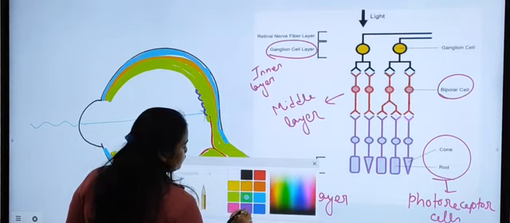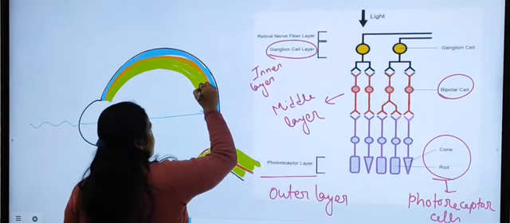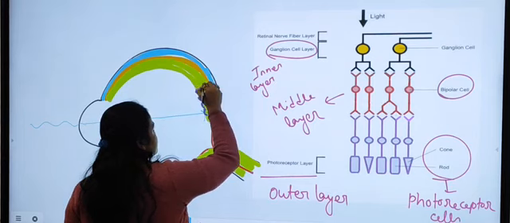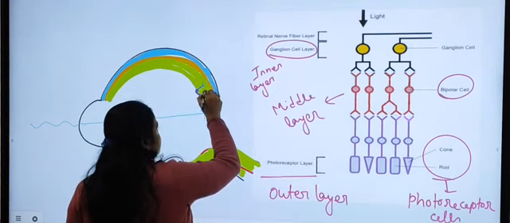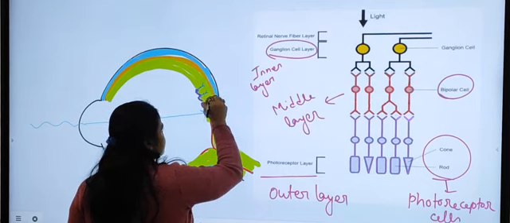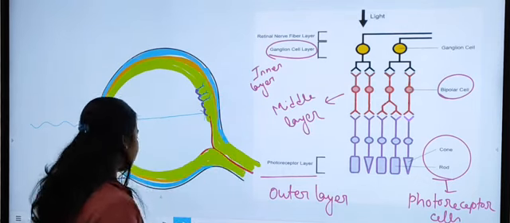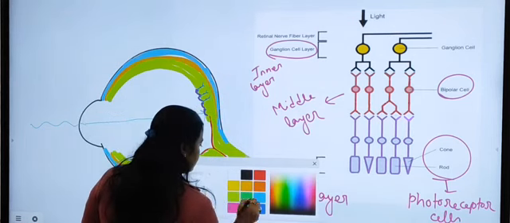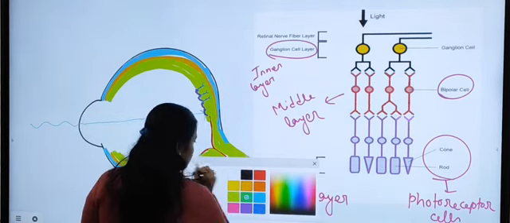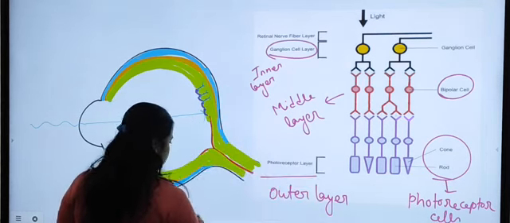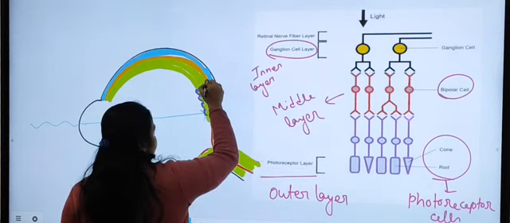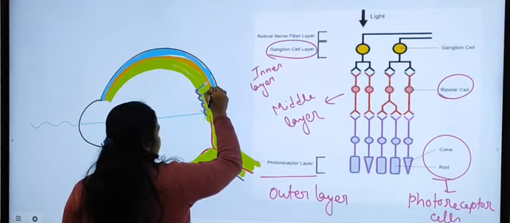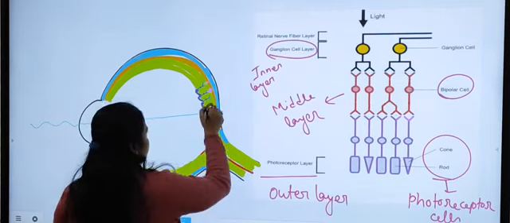Next is made up of the bipolar cells. Here you can observe the bipolar cells. These are the bipolar cells. And the third one is the photoreceptor cells. These are the photoreceptor cells.